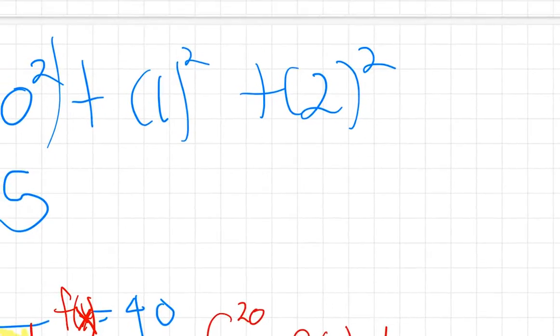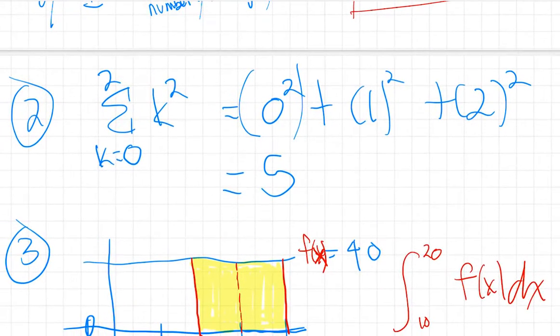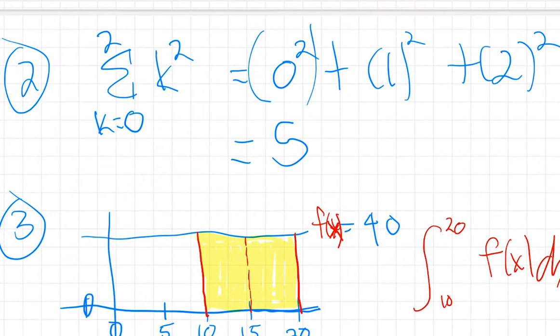Let's look at some more examples. So here's another example right here. This time, it's the same thing, except we change i to k. It's k squared. And we're going to start at 0, and we're going to go up by 1 until we get to 2. So again, I replace, the first k is 0. That's a 0 squared because there's k there. Then I have a 1 squared.